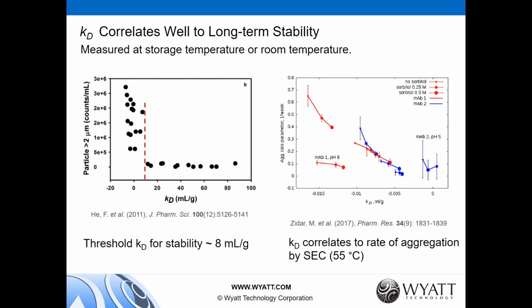On the right side here, we see a result published by Zidar and his colleagues in 2017, which shows the relationship of KD, shown on the horizontal axis, to the rate of aggregation, shown on the vertical axis. And here we can see a really fantastic correlation between them. They really do go well together. And so KD has been shown to be a really good predictor of long-term stability.